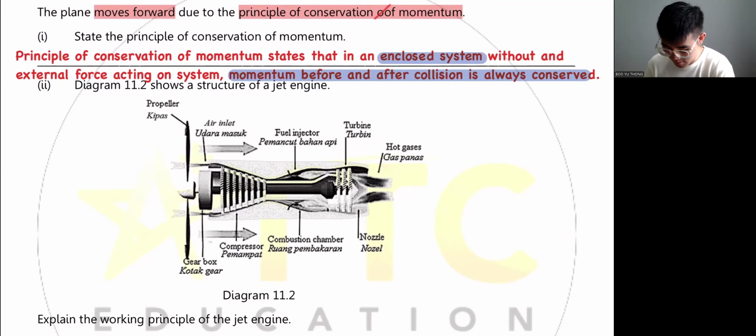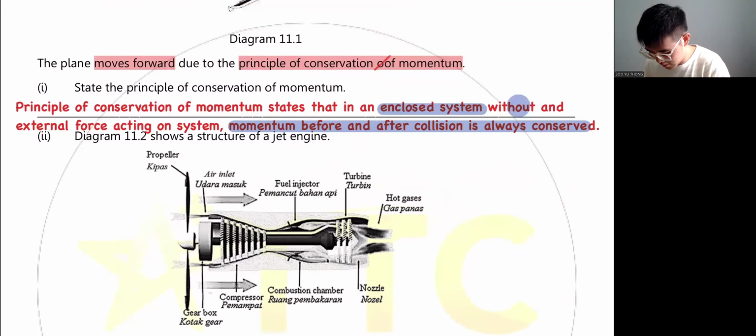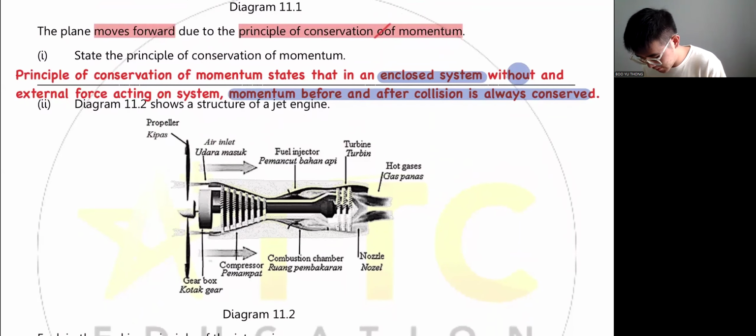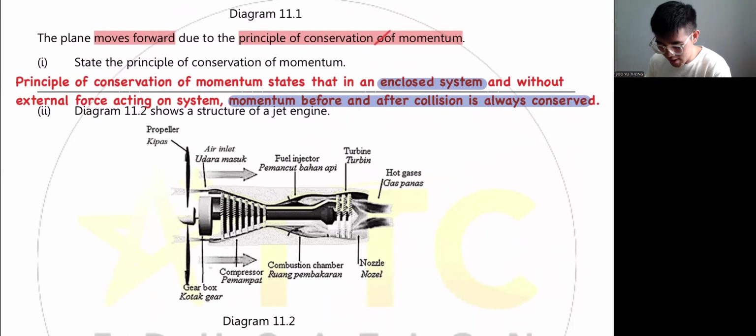In an enclosed system and without... this one, the sequence is wrong. And without external force acting on the system, that means no other external factor is interfering with the object, then only the momentum can be conserved. Is that clear? No external force acting on the system is also a keyword to explain the principle of conservation of momentum. Are we good?